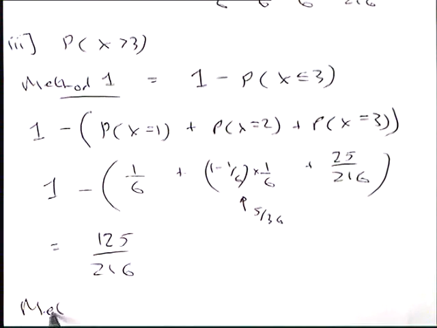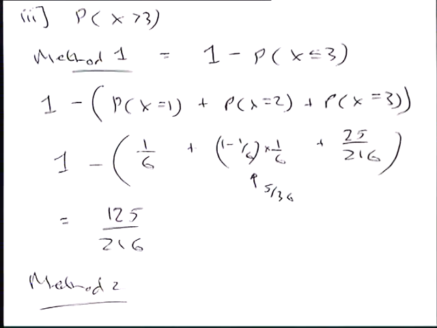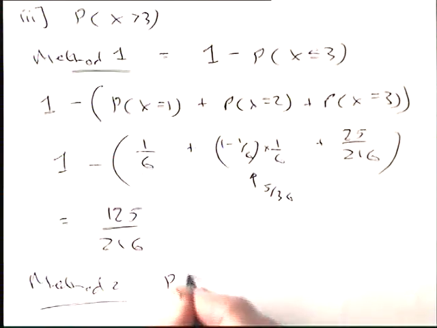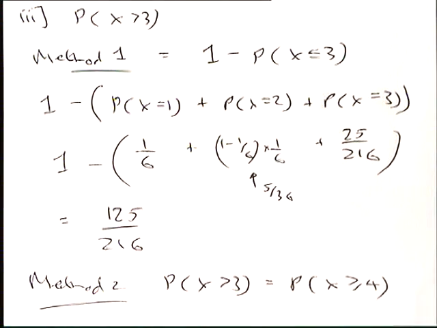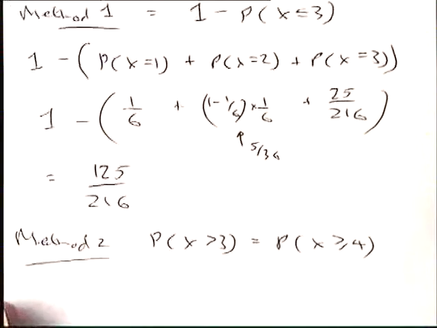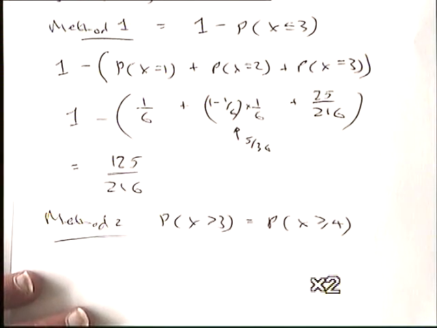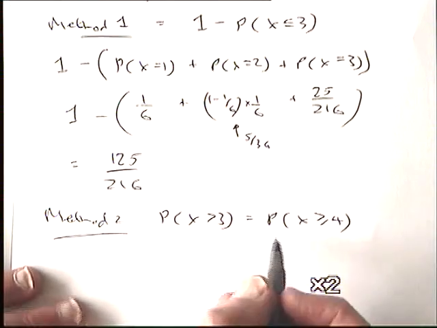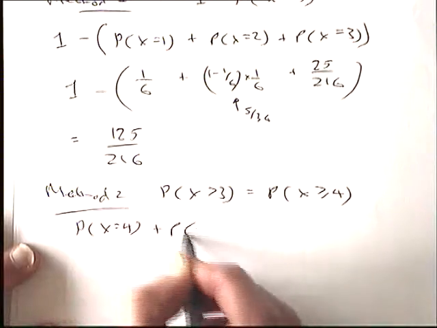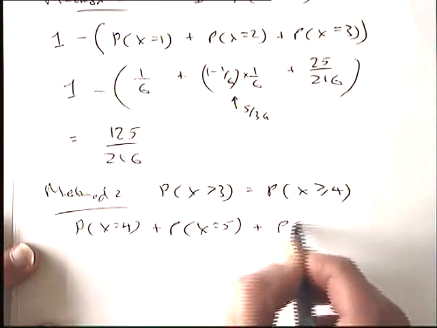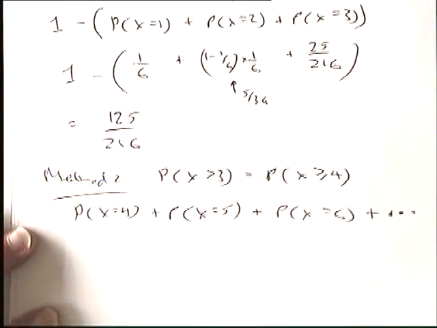But then method 2, the method that Jack said was to do it the other way around. Probability x is greater than 3 is the probability x is greater than or equal to 4. It might be easier or helpful to write it down like that. Am I going at an okay speed, or do I need to slow up for some people? Okay, so greater than or equal to 4 is the probability that it's 4 plus the probability that it's 5 plus the probability that it's 6, and that goes on forever. So dot dot dot there.